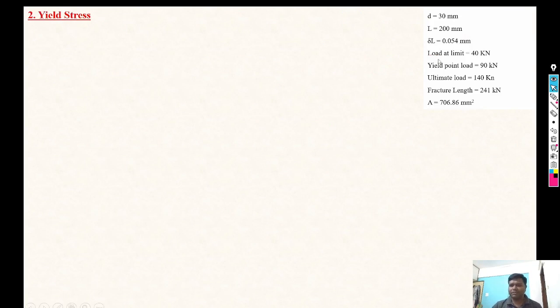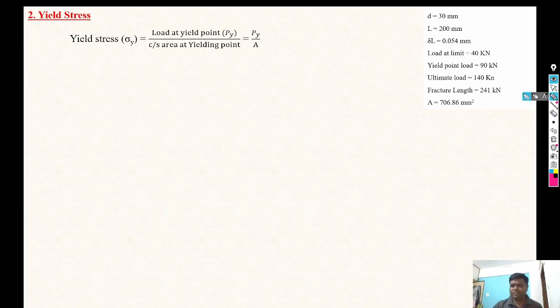Okay, this is our given data. Yield stress. The general formula for stress is P by A. But now here we require stress at yield point. So we need to consider the force at yield point. Correct? Only that difference is there. So the force at yield point is how much? 90 kilonewton. Correct. So just consider 90 kilonewton, 90 into 10 to the power 3.